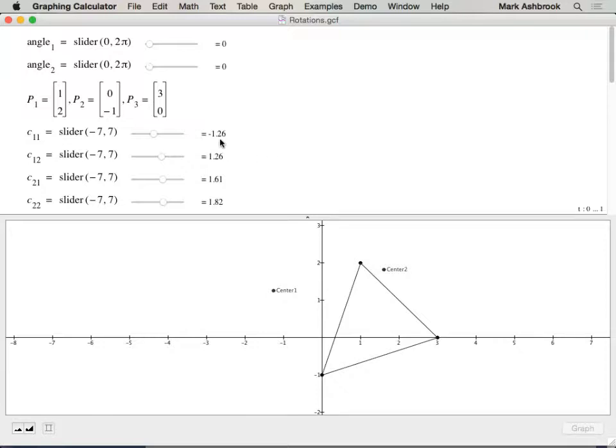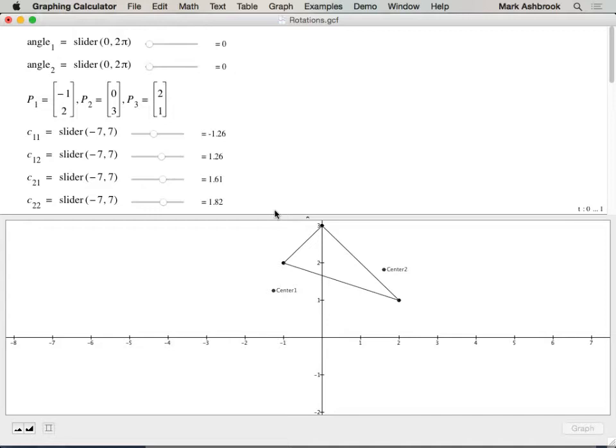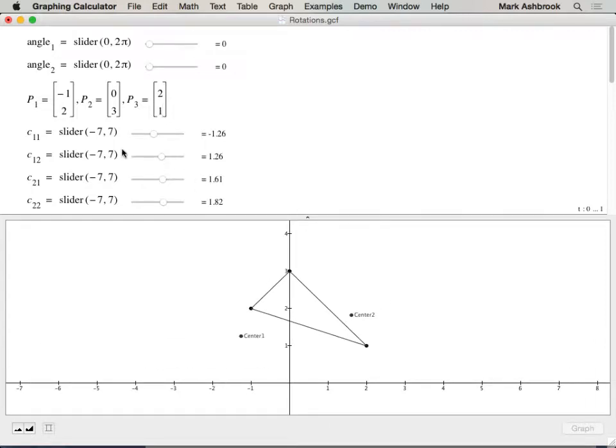The first thing is that you have this triangle, and you have adjustable vertices. Right now P1's at 1, 2, so I could make it negative 1, 2. Right now P2's at 0, negative 1, so I could make that 0, 3. You can change the vertices, say 2, 1, so change the triangle. And then the centers: this is center 1, its x and y coordinates, so I can move center 1 and its y coordinate. And then center 2, its x coordinate and its y coordinate, so that looks good.